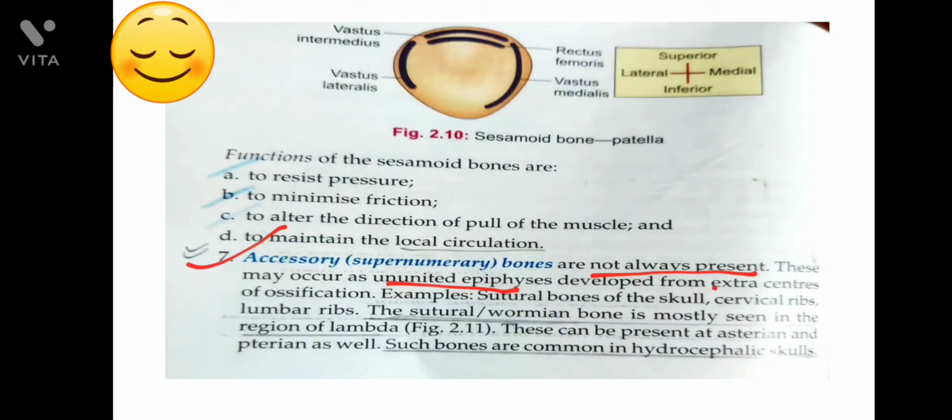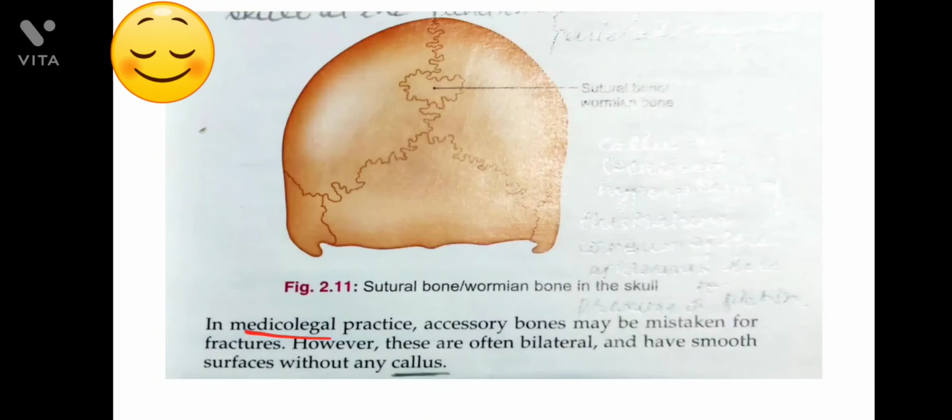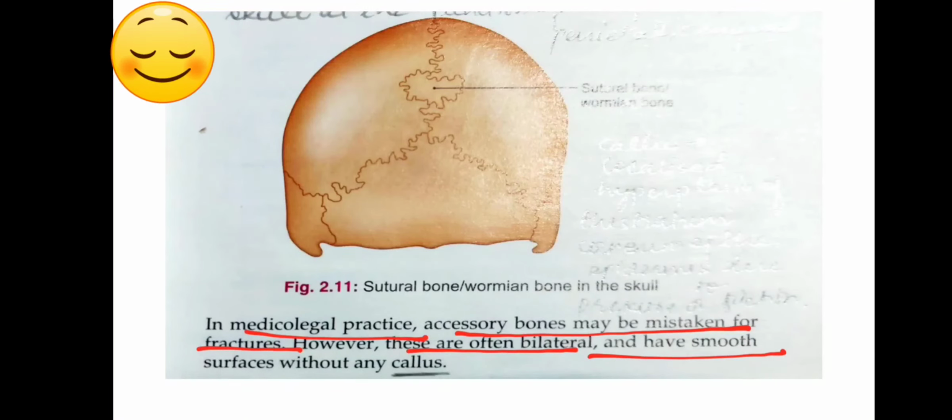Last bones in this classification are accessory or supernumerary bones. They are not always present. They may occur as ununited epiphyses developed from extra centers of ossification. Examples: sutural bones of skull, cervical ribs, lumbar ribs. The sutural Wormian bone is mostly seen in the region of lambda. They can be present at asterion and pterion as well.